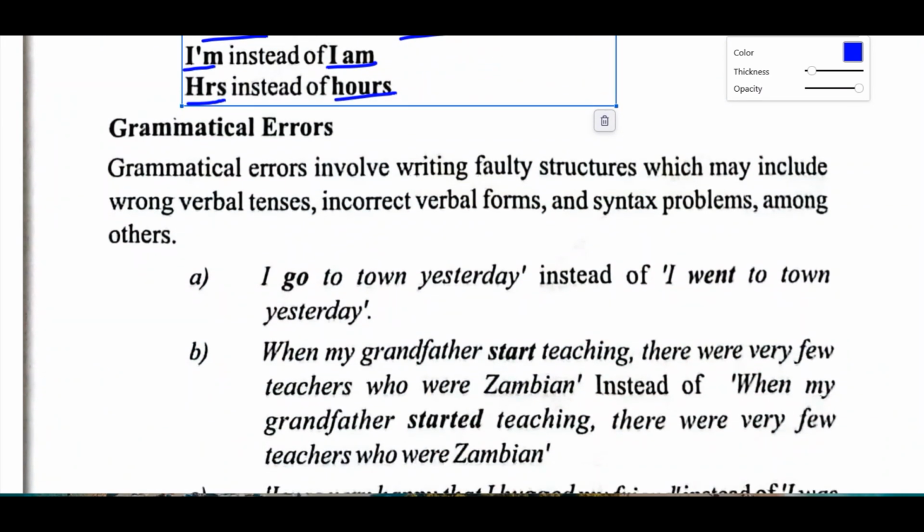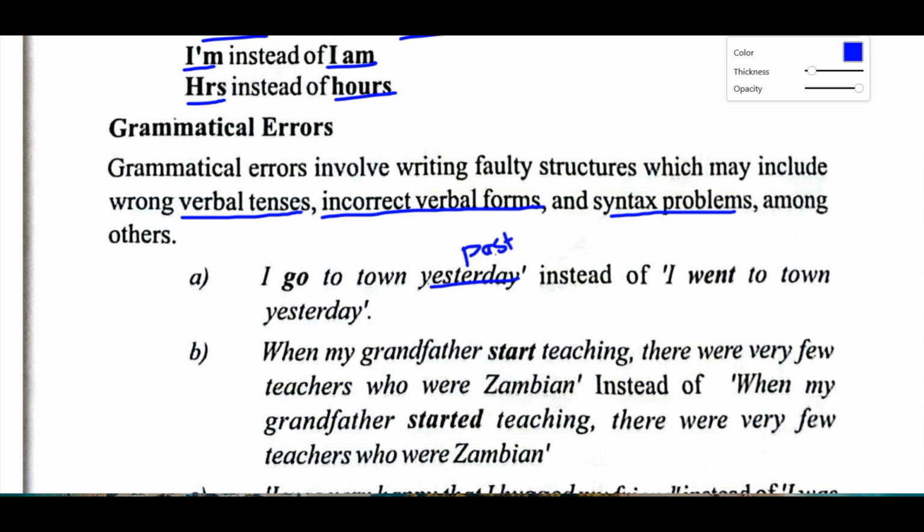So we move on now to grammatical errors. Grammatical errors involve writing faulty structures, which may include wrong verbal tenses, incorrect verbal forms, and syntax problems, among others. For example, "I go to town yesterday." Since this is yesterday, it's past. We are not supposed to use "go". Instead, we are supposed to say "I went". So there is a wrong use of the verb.